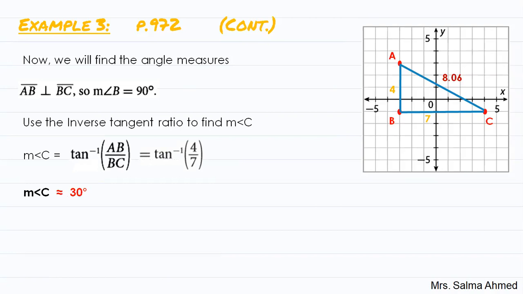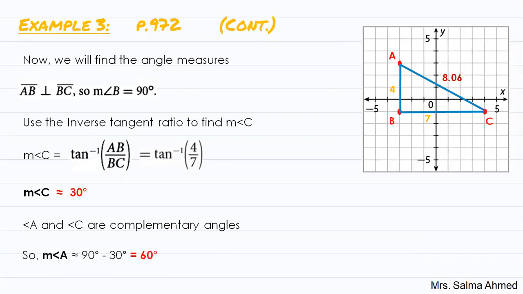Now we are going to find the measure of angle A. Angle A and angle C are complementary angles, so the measure of angle A is approximately equal to 90 minus 30, which gives me 60 degrees.